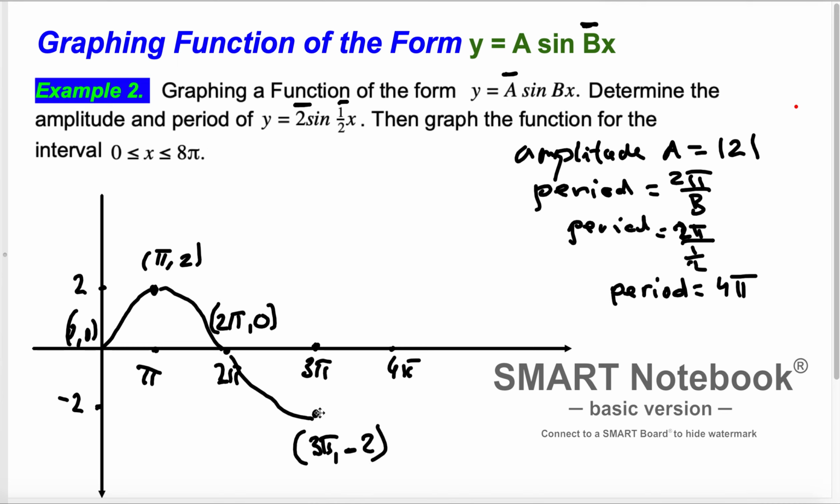and then it goes from 3 pi to 4 pi here, and at 4 pi it is going to be 4 pi and 0. So let me erase a little bit here. So this point here is going to be 4 pi and 0. So this is the graph of the function.